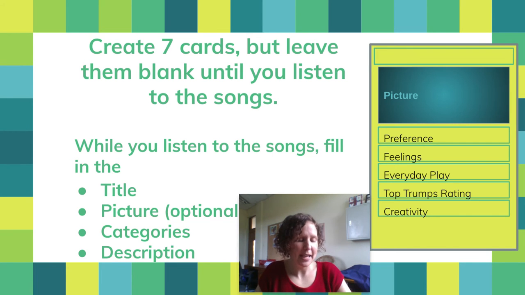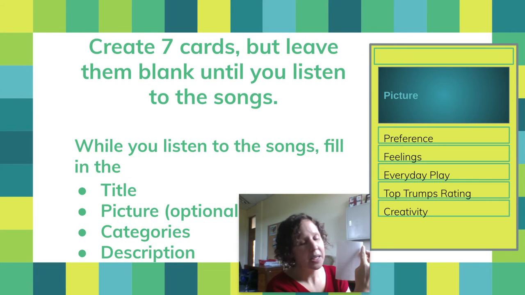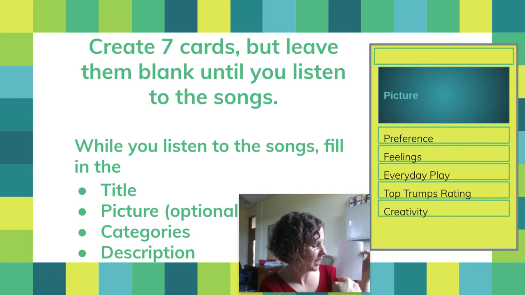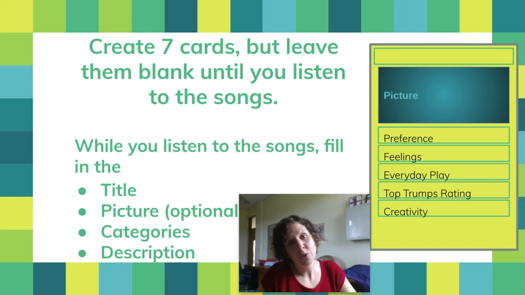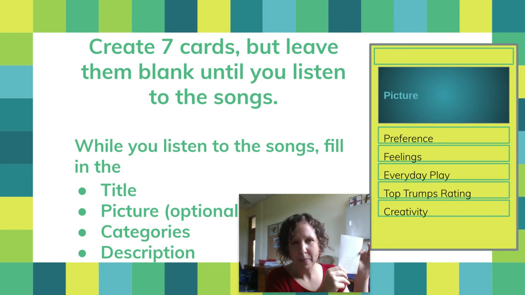When you're making them, you might just take a piece of paper and write it on the piece of paper. So you write the title up here, leave a space, and then write preferences, feelings, everyday play, top trumps rating, creativity, and leave a space at the bottom. So you could do this on a piece of paper if you want. You could also do it on the computer if you know how to do that. But if you don't, I think just creating it on a piece of paper is fine.